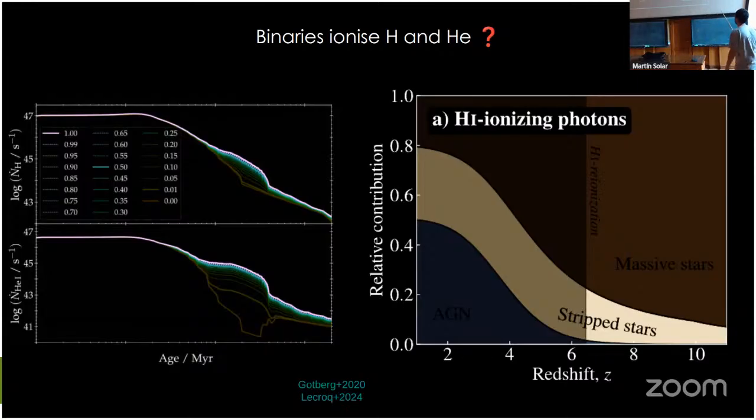Here we have the evolution of the universe and the relative contribution of the hydrogen-1 ionizing photons. In the early universe, let's say that 10% of this contribution came from binary systems. If we go to the local universe, that's basically redshift 0, 30% of the relative contribution is coming from binary stars.